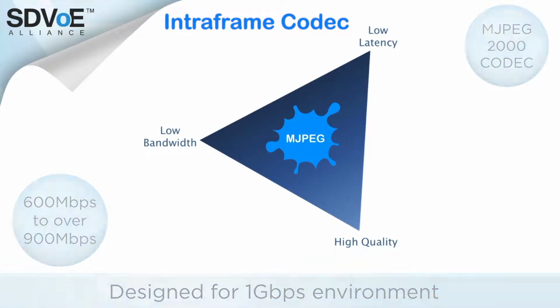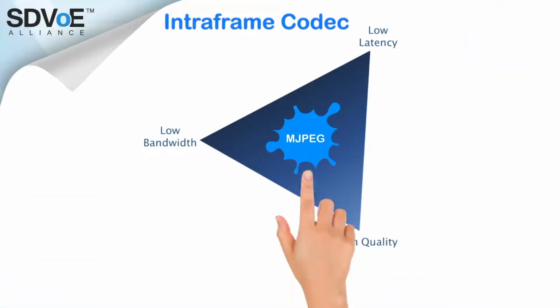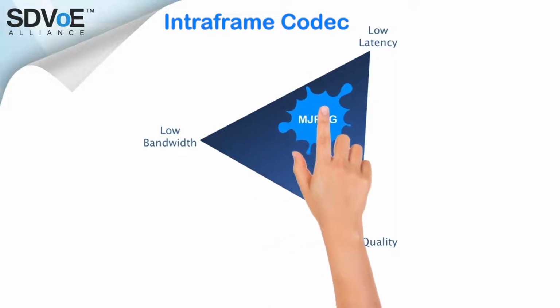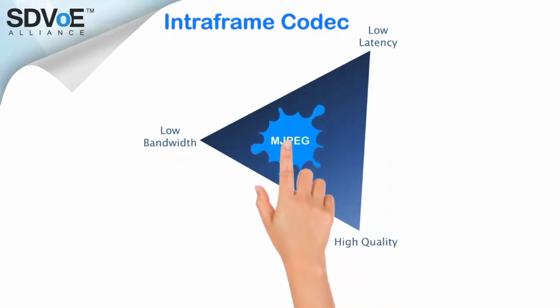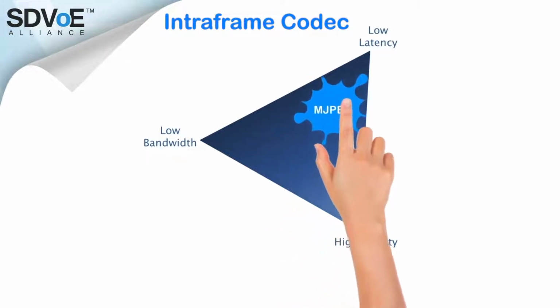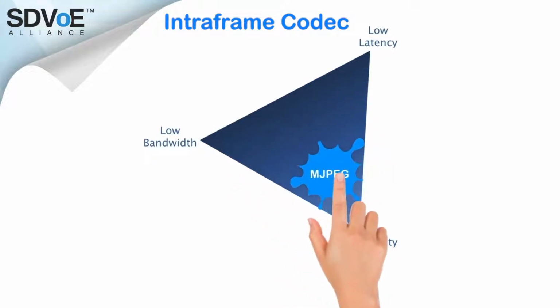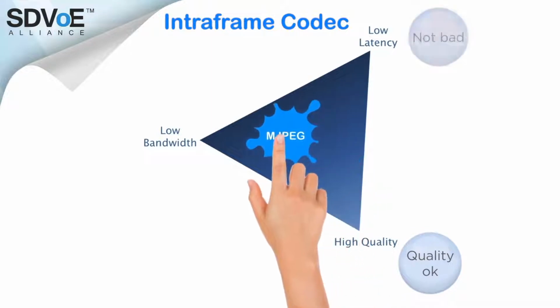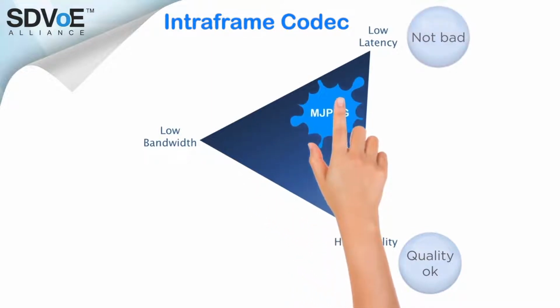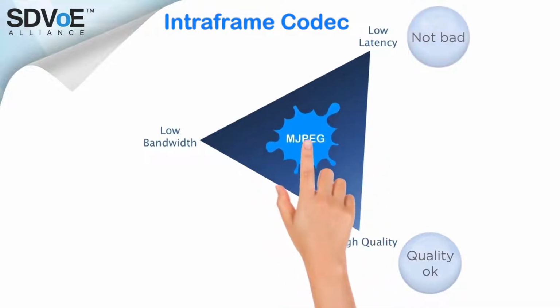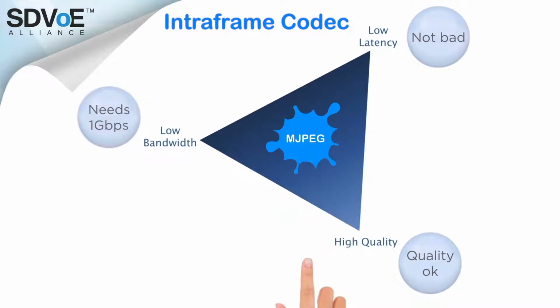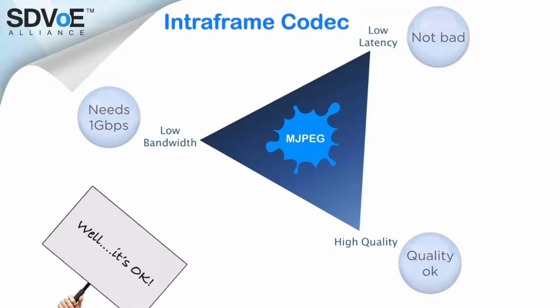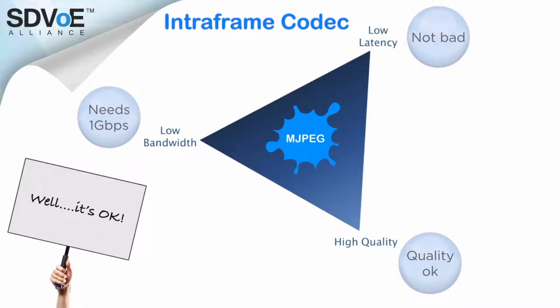If we use the codec triangle, we can see this 12:1 compression means there is very little bandwidth left to adjust our latency or quality performance. So, what we see is what we get. Quality is okay, latency performance ranges from not bad to unacceptable, and bandwidth pretty much uses up 1 gigabit per second. Nothing really wins in terms of performance. It's just, well, okay.